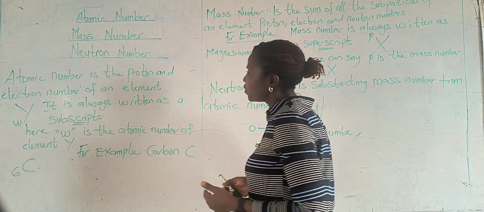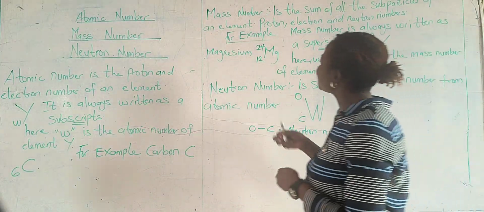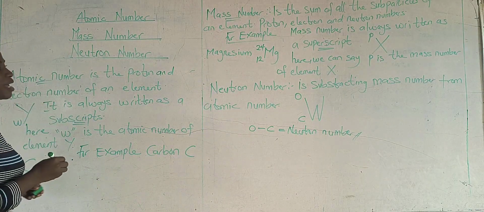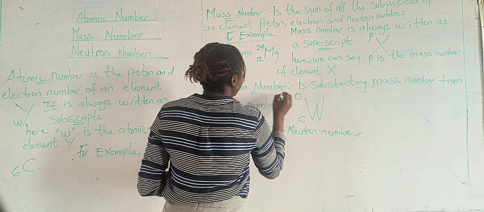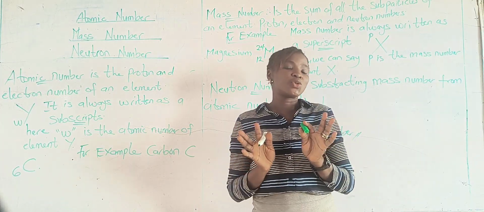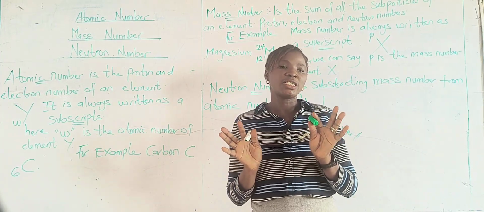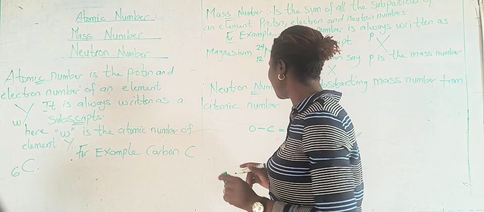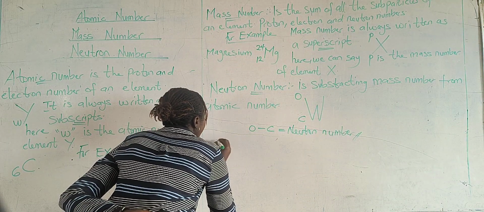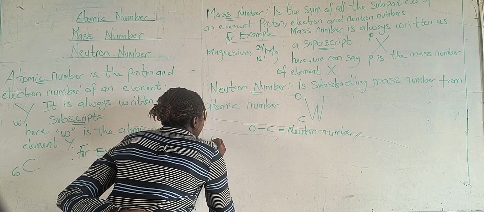So we look at the atomic number, the mass number, and the neutron number. So we are going to proceed. Let's just do a little calculation. I'll give you one question, then we call it a day in this section. So let's say, calculate, exercise.